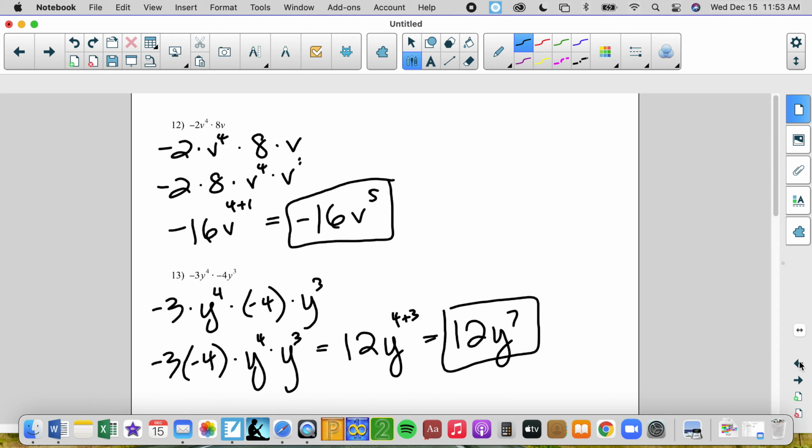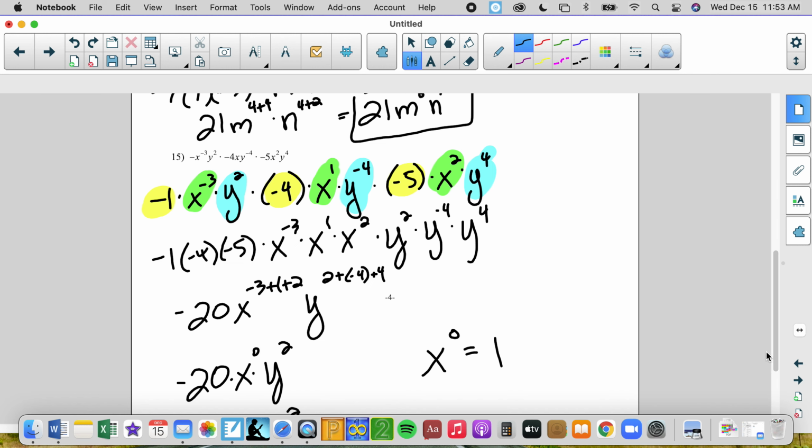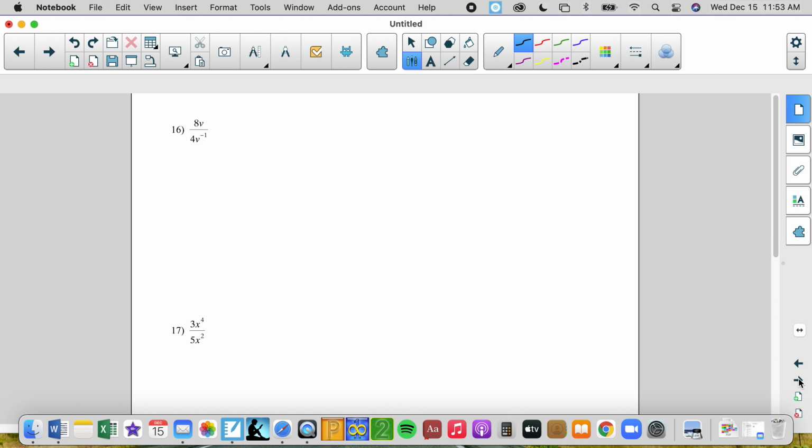Did I miss it? Are we already there? Yeah, 15, 16. Okay, 16, we have division. So much like we separated multiplication and we separated those things, right? 8 times v over 4 times v to the -1. Well, let's separate the constants, 8 and 4. And when we have like bases, that takes place in the numerator.